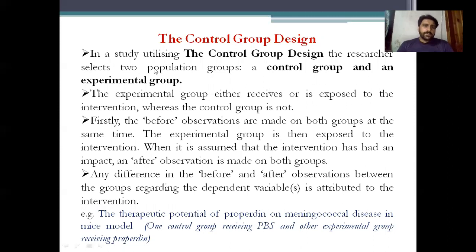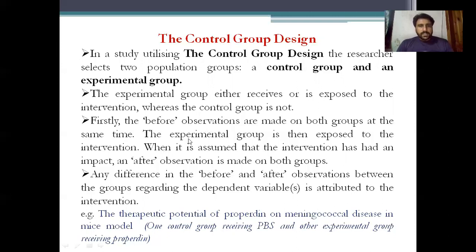The control group design utilizes a control group, where a researcher selects two populations. One is a control group population, and the other is an experimental group. The experimental group either receives or is exposed to the intervention, whereas the control group is not. Firstly, the before observations are made on both groups, where the intervention is not yet introduced. Initially, the different parameters are assessed. Let's say if you're working on human subjects, you take blood samples, look at their BMI, take their blood pressure, and any other possible body tests related to your work. You do those before observations, before the intervention.